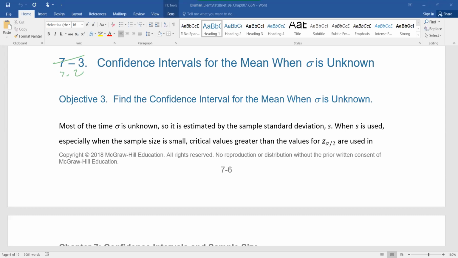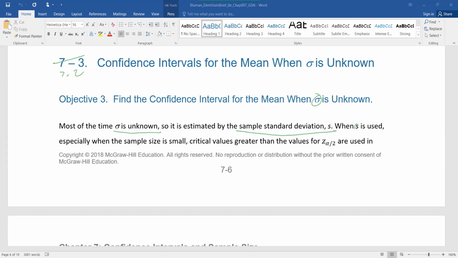All right, so then objective 3, it says find the confidence interval for the mean when the population standard deviation is unknown. Again, I feel like they're using the right stuff. I just think the first page was a little off. Most of the time, the population standard deviation is unknown. You usually don't know this information in the real world. So it is estimated by the sample standard deviation.